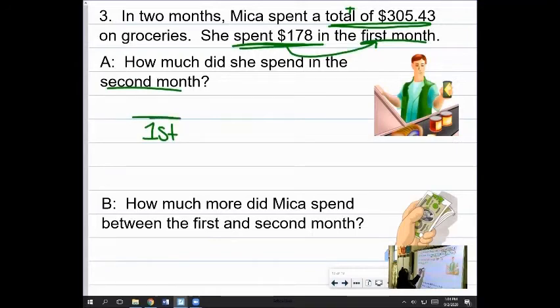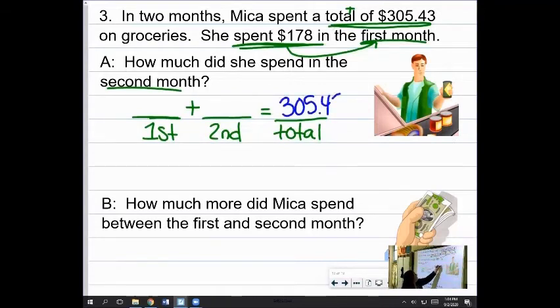Whatever she had in the first month plus whatever she had in the second month is equaling our total. So to understand which operation to use, just because it says total in the problem does not mean you are going to use addition. So you need to be careful on what the question is asking you. I want to know just one of the months. I already know what the total is. She spent a total of $305.43.